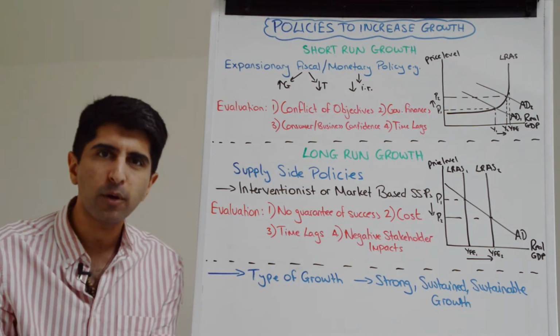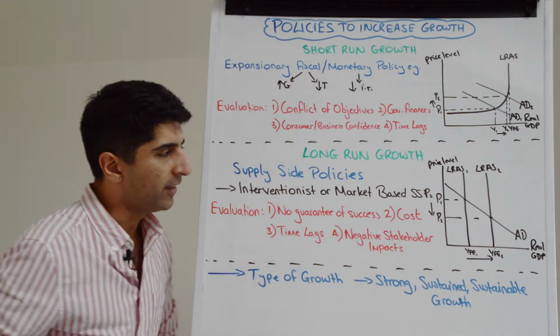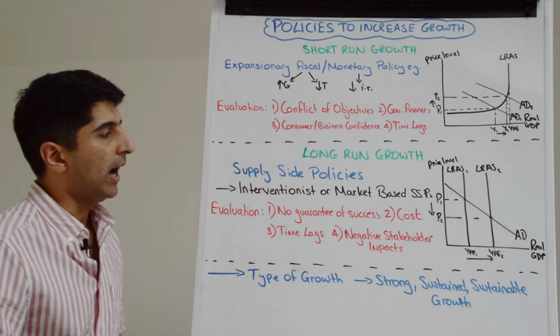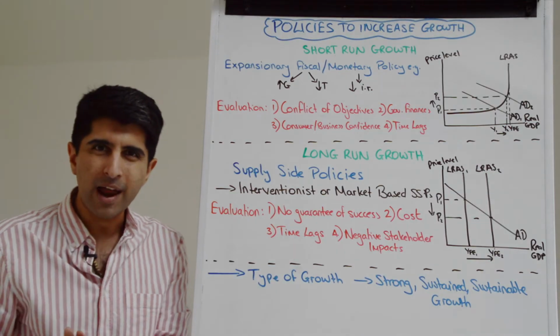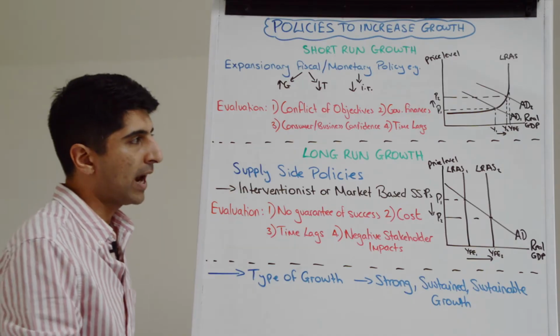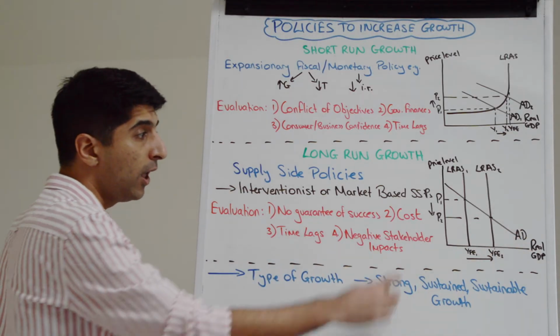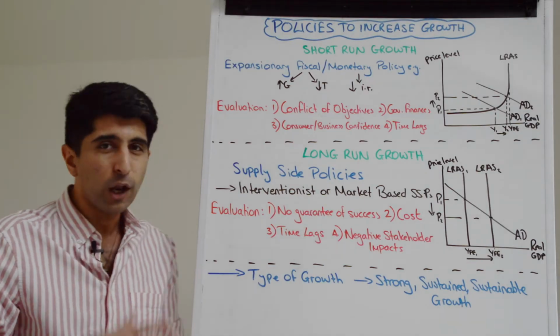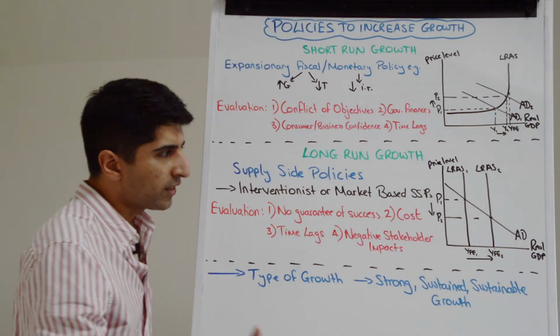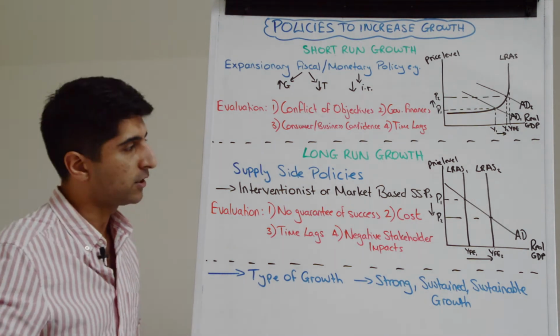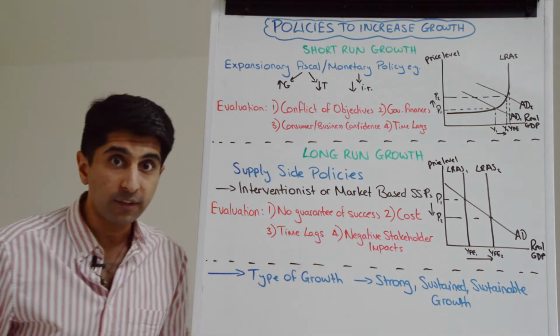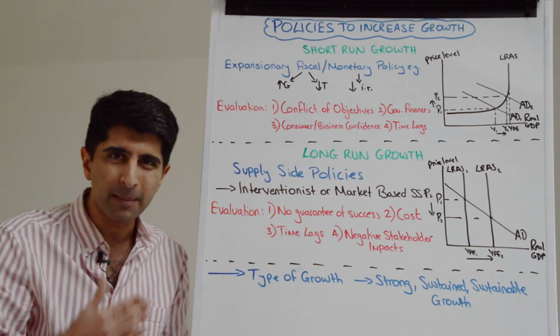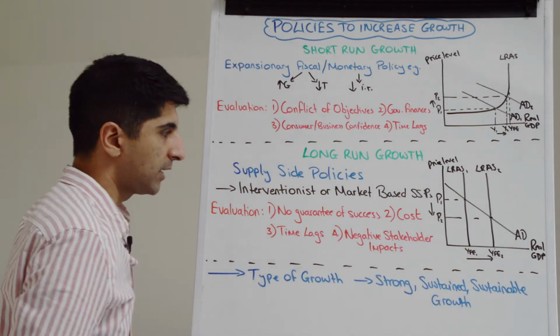But we can evaluate these policies in our usual way. We know that these policies are not guaranteed to work. The theoretical effects may not occur in reality. Different effects may happen in reality, which prevents the shift of LRS. We know that especially the interventionist supply-side policies are very costly. That creates long-run issues with funding, issues that could well actually damage the productive potential of the economy. We know that a lot of these policies come with significant time lags, so we're not going to see an immediate impact on the productive potential of the economy.